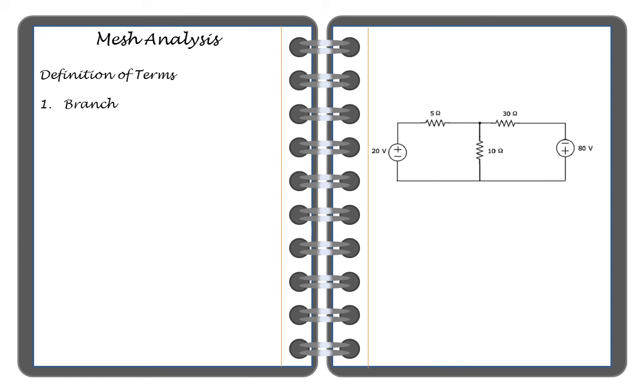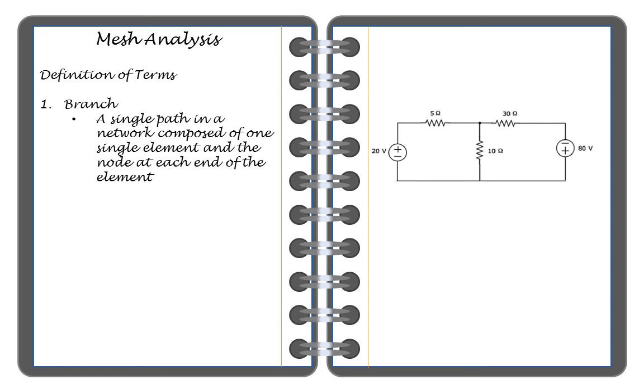So the first term is a branch. Now, what is a branch? It is a single path in a network composed of one element and the node at each end of the element. So let's look at our sample circuit. So this is a branch. We have one element and the nodes at each end of the element. So that is a branch.